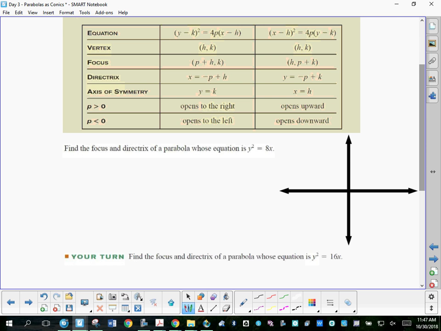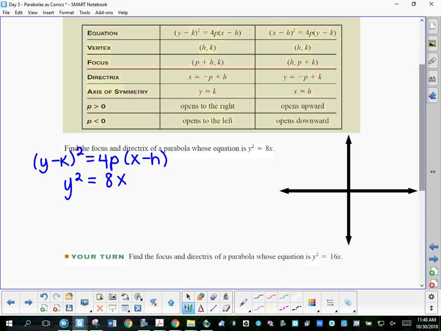I'm going to go to the margin here. My generic form is this: y minus k squared equals 4 times p times the quantity x minus h. And remember, (h, k) is your vertex. Now look at our equation. So that's the one we've got. I always like to put our equation right underneath it, which would be y squared equals, in this case, 8x.